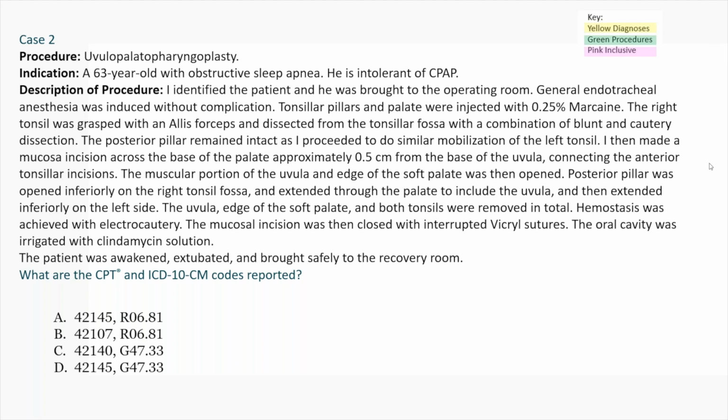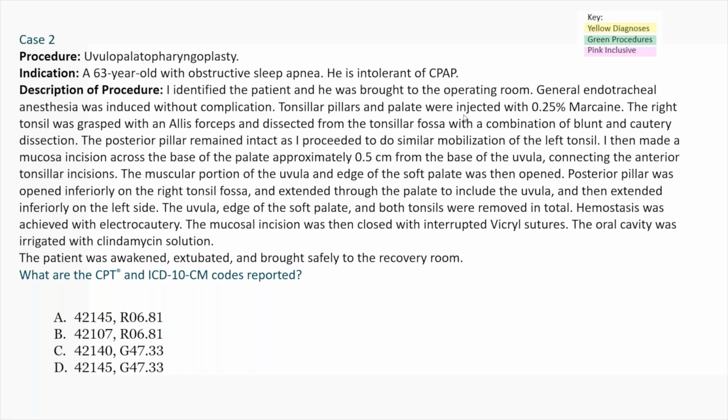All right, coders, what are the CPT and ICD-10-CM codes reported? A, 42145 and R06.81. B, 42107 and R06.81. C, 42140 and G47.33. D, 42145 and G47.33. Procedure: Uvulopalatopharyngoplasty. Indication: a 63-year-old with obstructive sleep apnea. He is intolerant of CPAP.